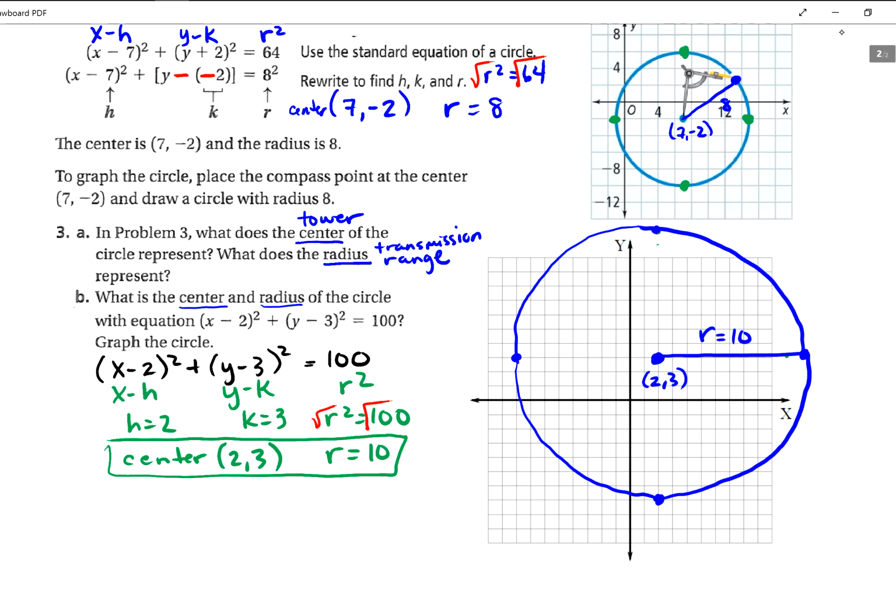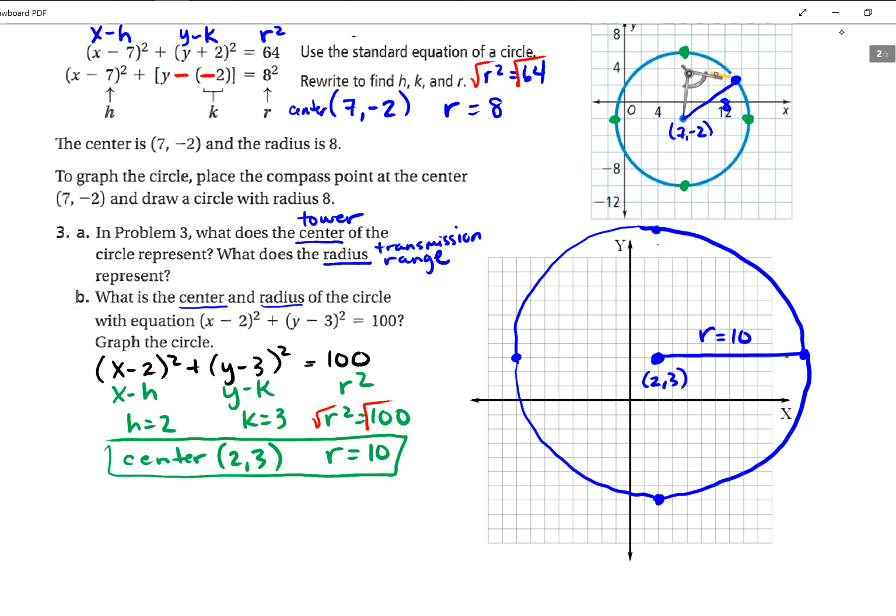Make sure you are always writing your formula as negative, x minus and y minus, and then you put in whatever number. Also, don't forget to square r, or if you are trying to find the radius, to square root to get r.